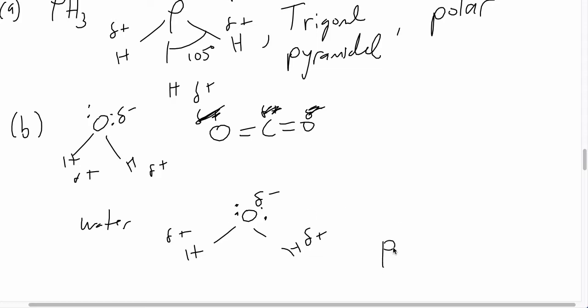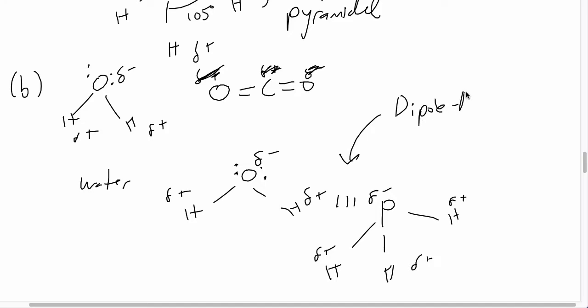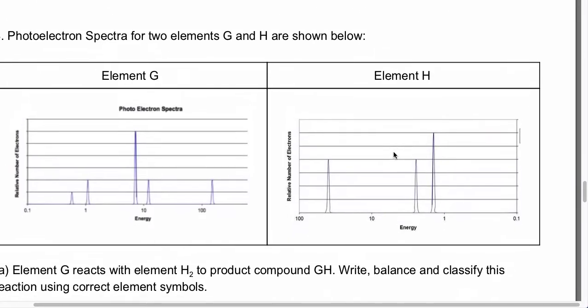Okay, and then we could have the P right here with this partial negative lining up right there. And since they're both partial, this is called a dipole to dipole interaction. And this is a good enough explanation for that.